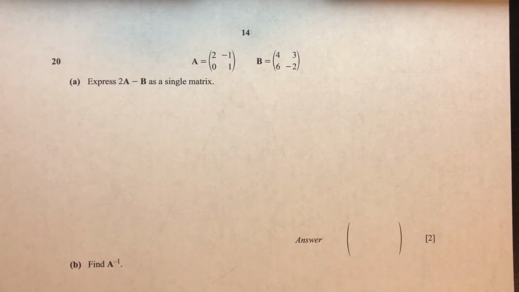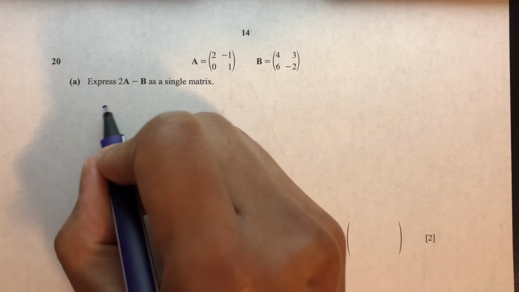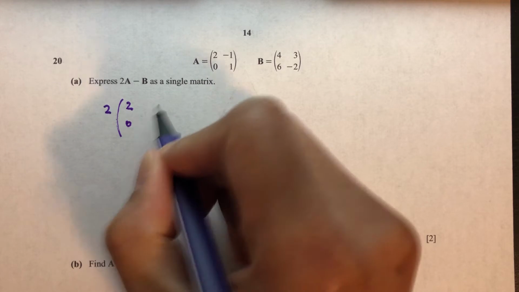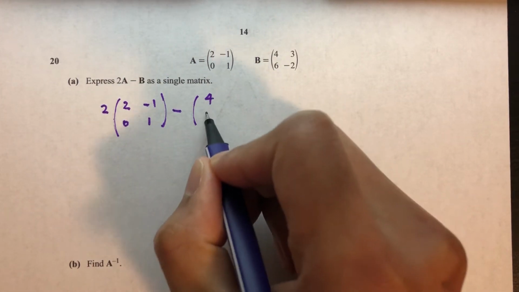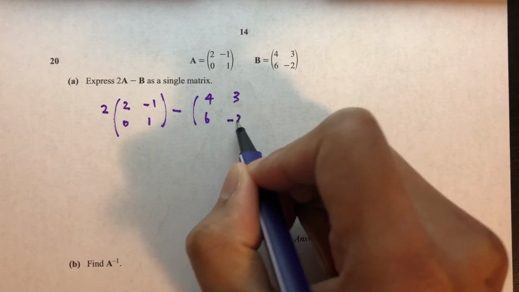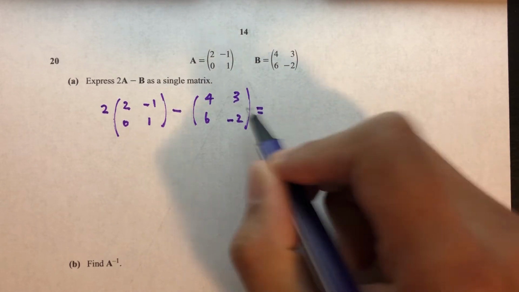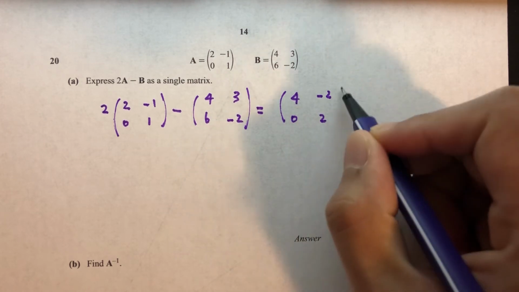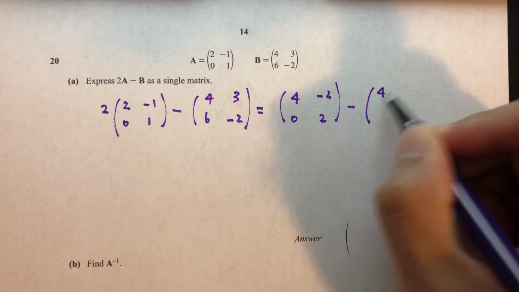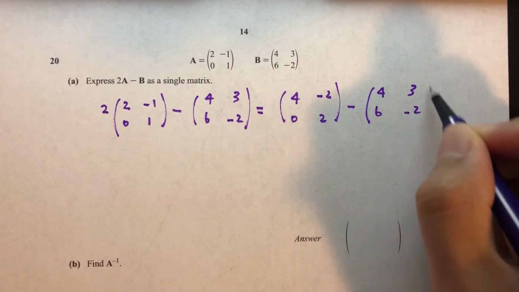Question number 20. We have A equal to this matrix and B equal to this matrix. Part A, express 2A minus B as a single matrix. So what is 2A? 2A is this, minus B will be 4, 6, 3, minus 2. That is equal to 2 times 2 is 4, minus 2, 0, 2, minus 4, 3, 6, minus 2.